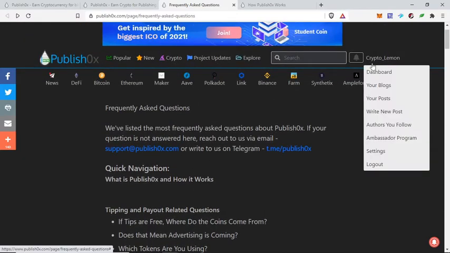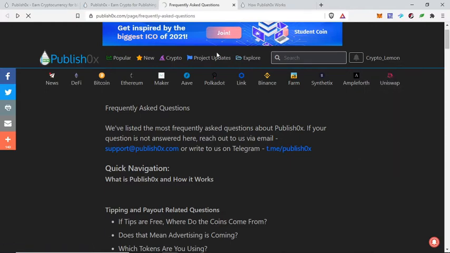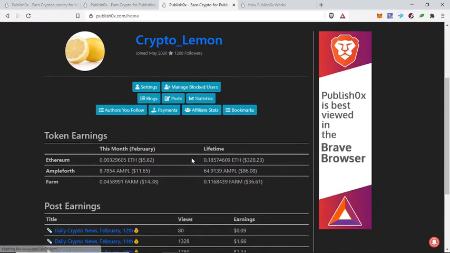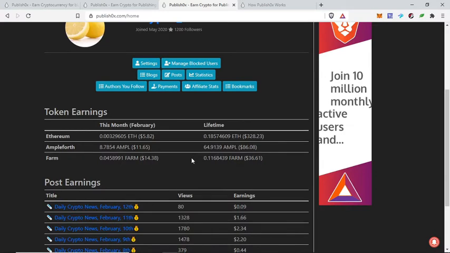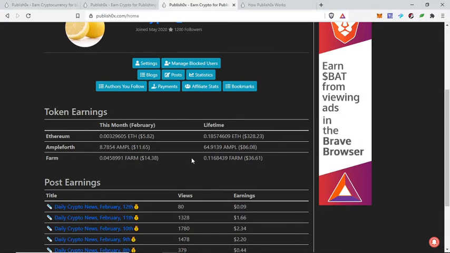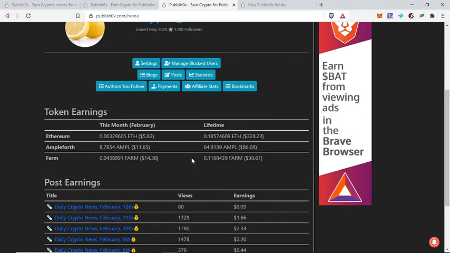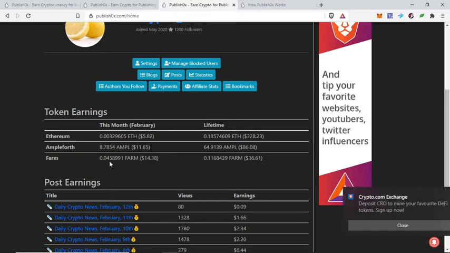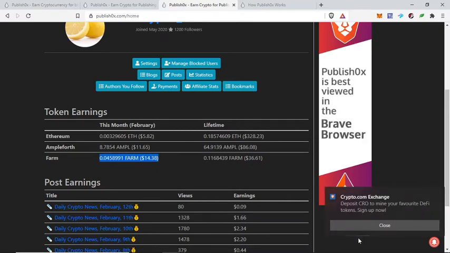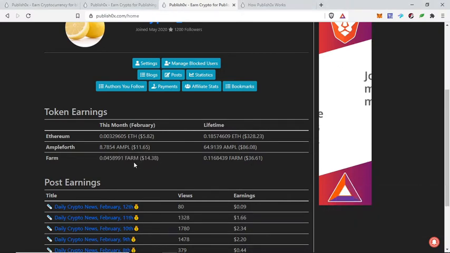Through time, they've had a few different cryptocurrencies. At the moment, they're rewarding you with three different cryptocurrencies. As you can see, these are my earnings, not so bad for the month of February. Today is the 12th of February, and I already made almost $30. Most of it came from the new tokens that they've been giving for the past weeks, the Farm token.